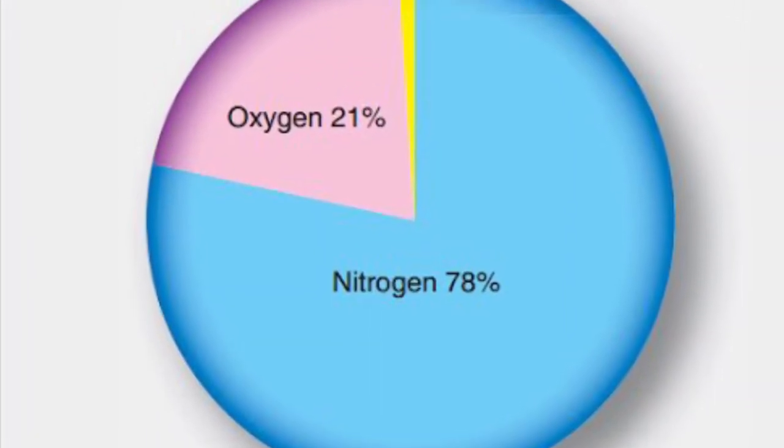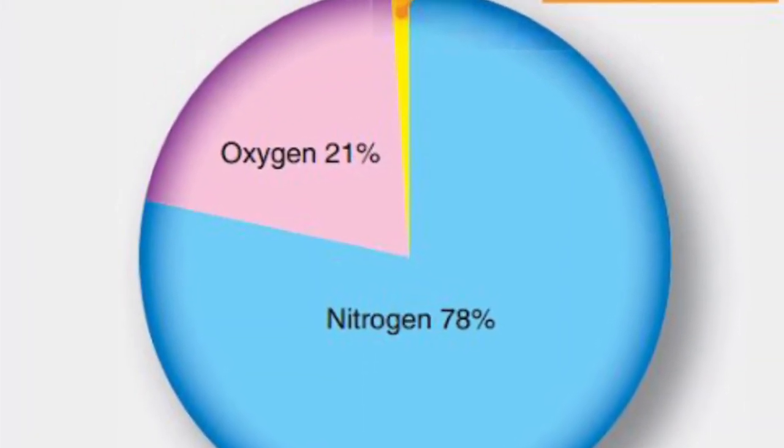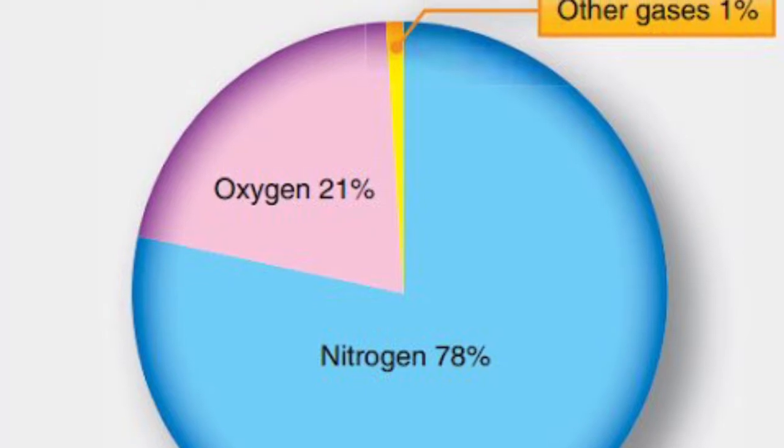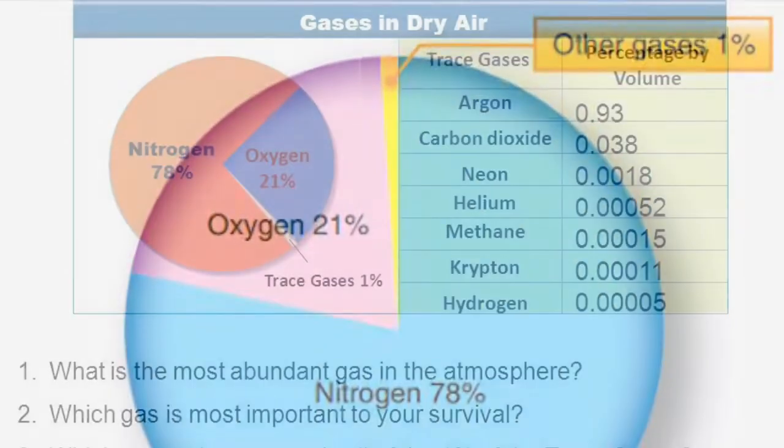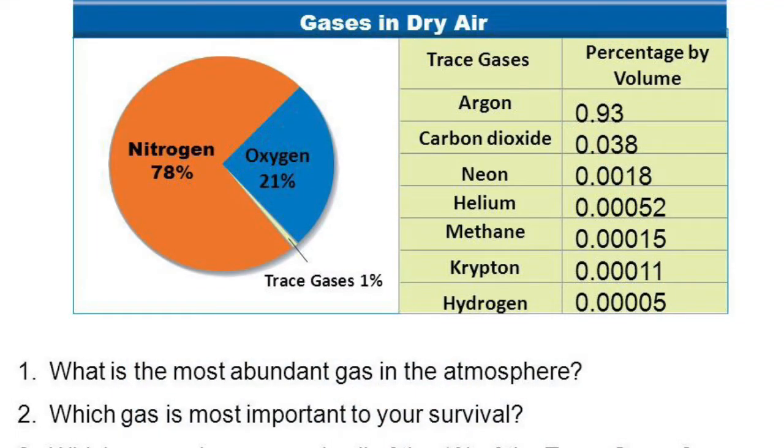The air in Earth's atmosphere is made up of approximately 78% nitrogen and 21% oxygen. Air also has small amounts of other gases too, such as carbon dioxide, neon, hydrogen.